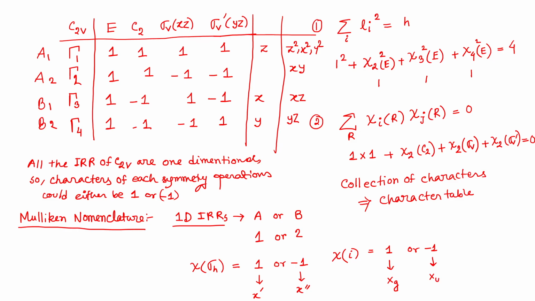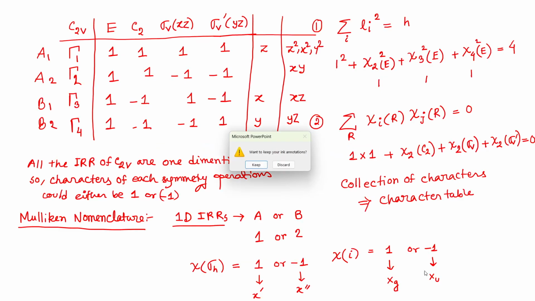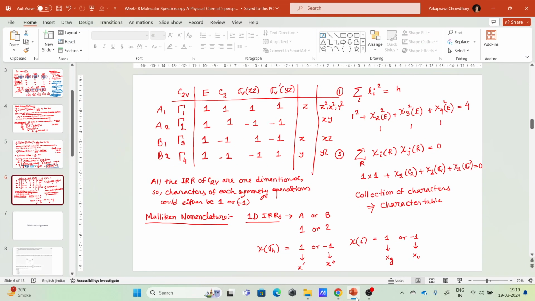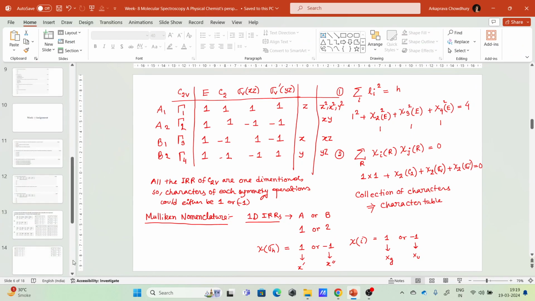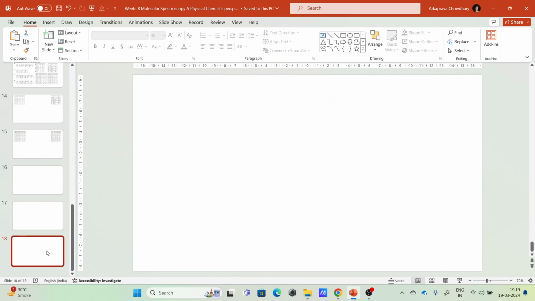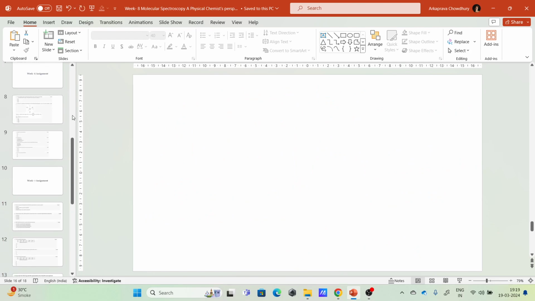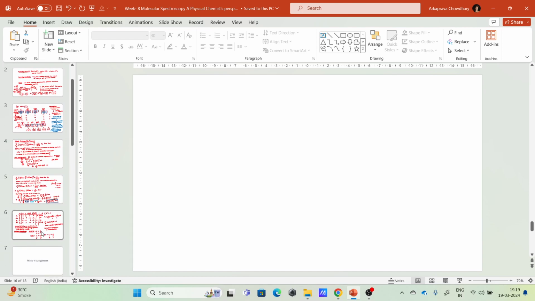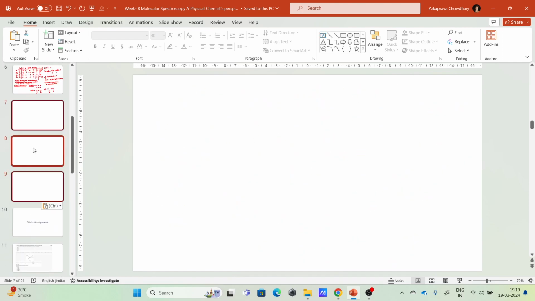Okay, so before going there, let me have some more blank sheet maybe. I will have some more blank sheet to discuss before going to solve the assignments.